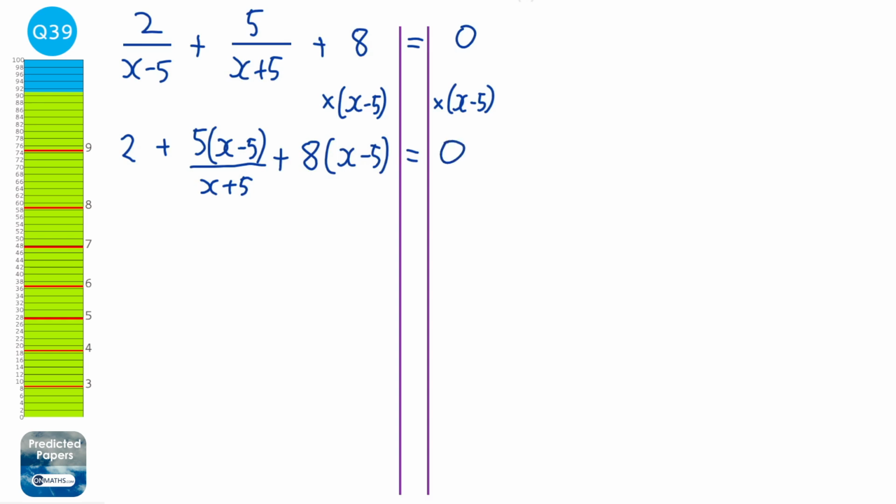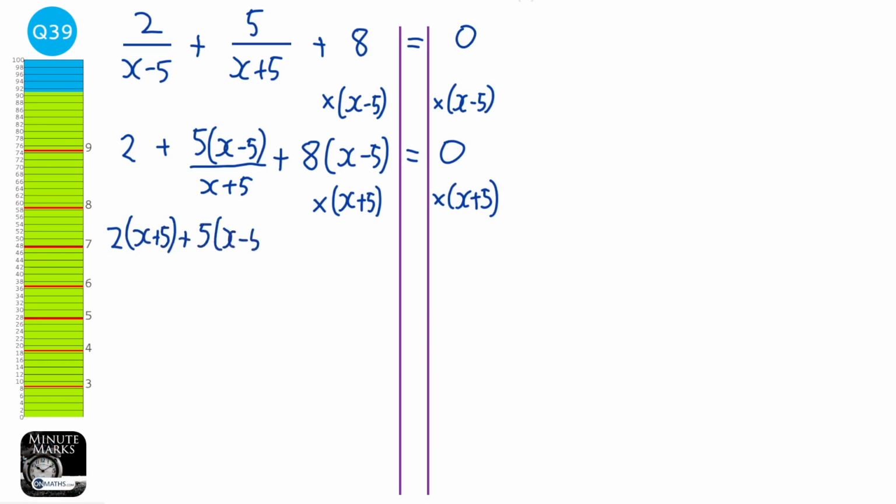Okay, next we're going to times by the x plus 5 to get rid of that fraction, both sides. So this will leave us with 2 brackets x plus 5. That will get rid of this fraction here, and we'll just leave the x minus 5. And then this will become 8 brackets x minus 5 brackets x plus 5. And 0 times anything is just 0. Okay, next thing we need to do is multiply out these brackets.